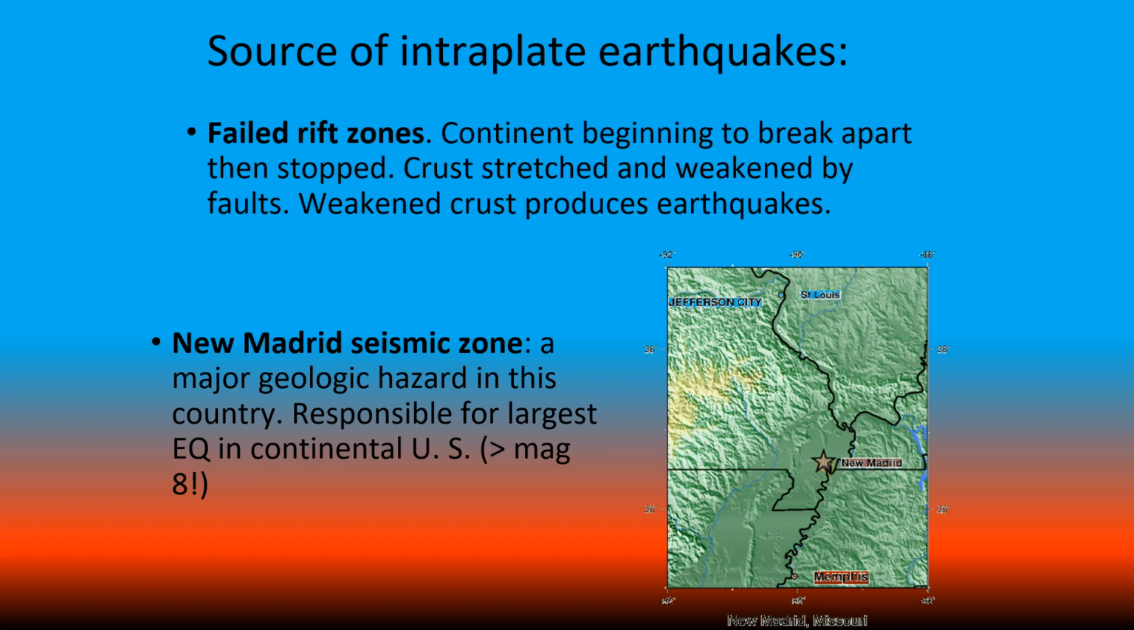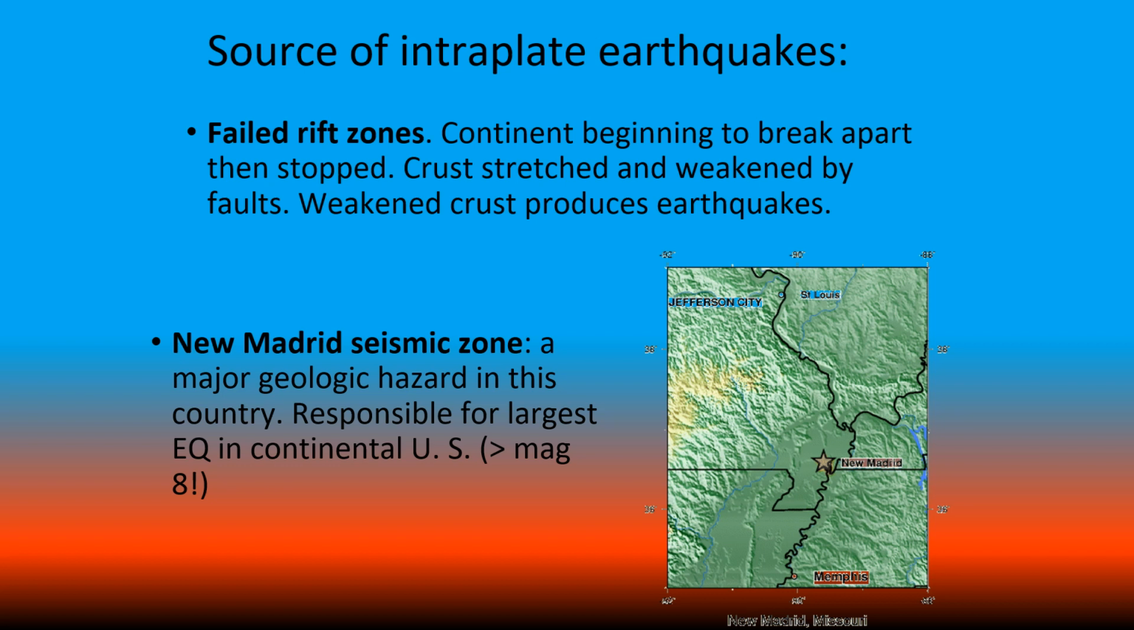And then for whatever reason, that stops. There might be another plate that moves in from another area and forces the fault to slam shut again. There's a number of different mechanisms here, but the takeaway is that now there's a fault there, right? And the crust has been stretched and weakened by these faults. And then they can produce earthquakes later.